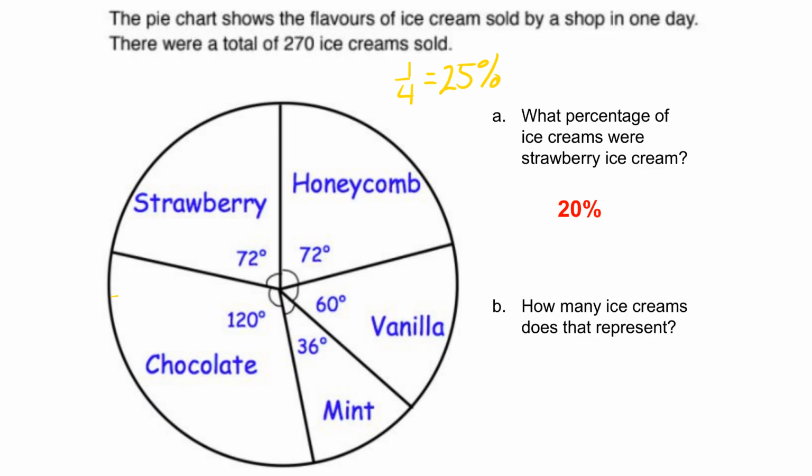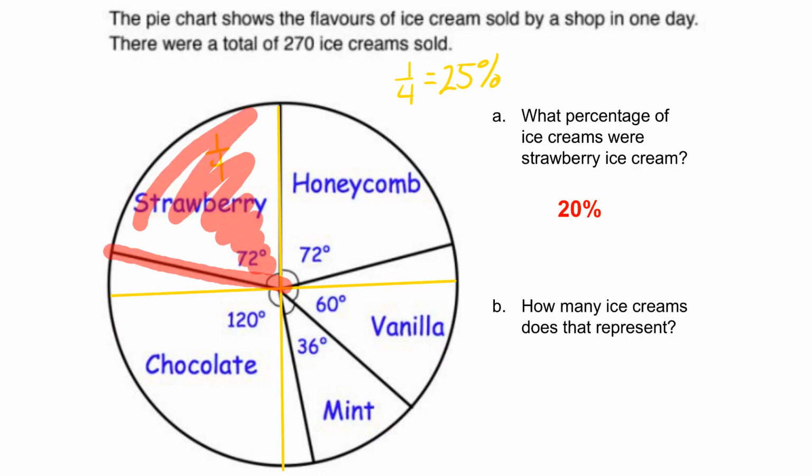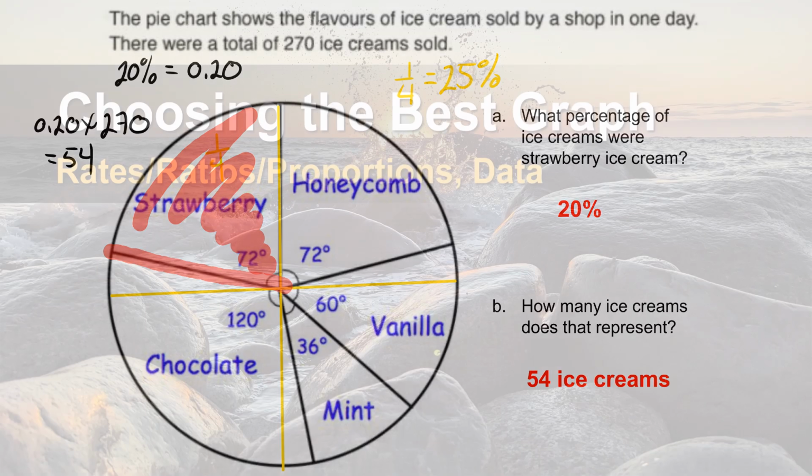The second question says, how many ice creams does that represent? So they're saying if you've got 20% of the ice cream, how many does that mean if you sold 270? Well, if you remember from earlier days, we take that percentage, 20%, convert it to a decimal, 0.20, and we want to know what's 20% of 270. 0.20 times 270 is equal to 54. So therefore, there were 54 ice creams sold that were strawberry.